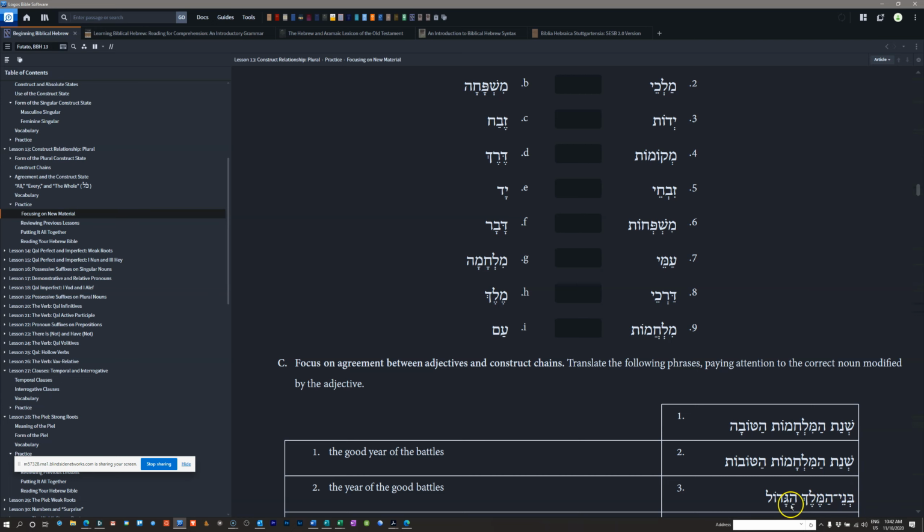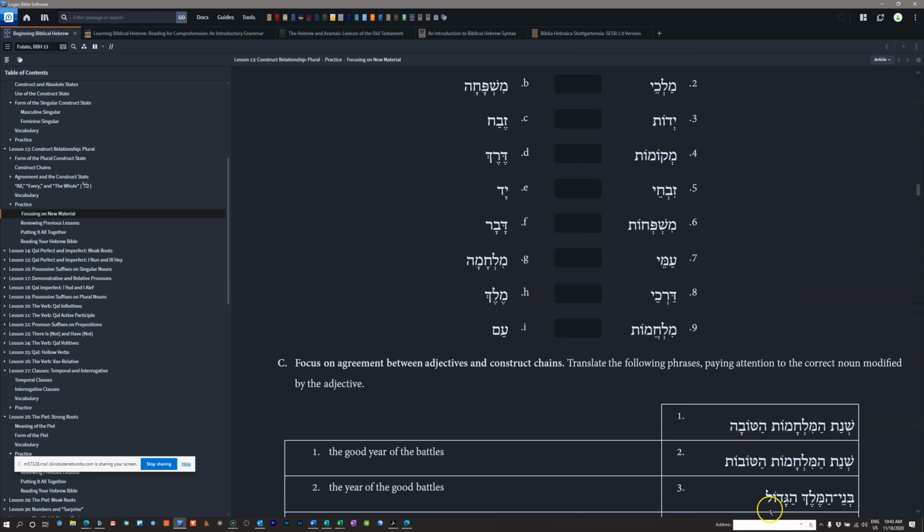Then we have Hagadol. This is our adjective. Again, the adjective has to agree with its noun in both gender and number. So Hagadol here is masculine singular. The adjective never lies. There's no ending, and so we know it's masculine singular. We've got B'nai, which is masculine plural, and we've got Hamelech, which is masculine singular. So Hagadol is going to match Hamelech.